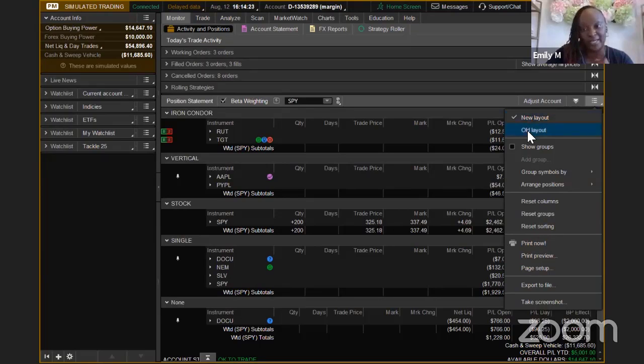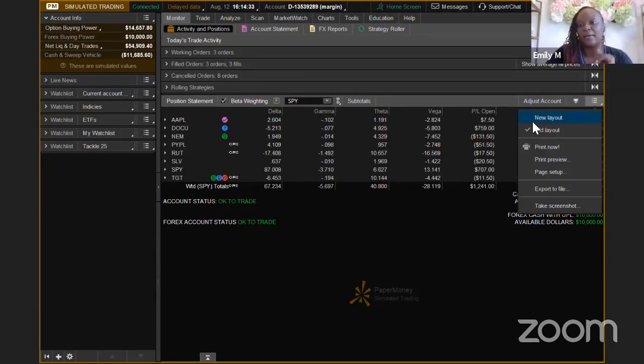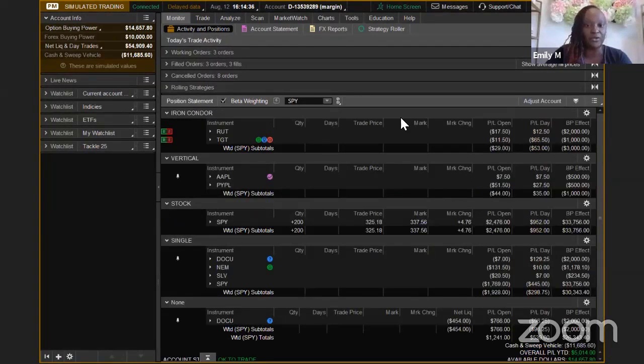You also have the old layout, which I'm not going to talk much about because Coach Tyler is coming on next to talk about portfolio design, and I'm sure he's going to talk about this tab right here. So I'm not going to focus much on this one, but we're going to focus on the new layout and how to really organize these trades. And the reason you want to do this is because you want to be able to know when you should start taking profits on your credit spreads.